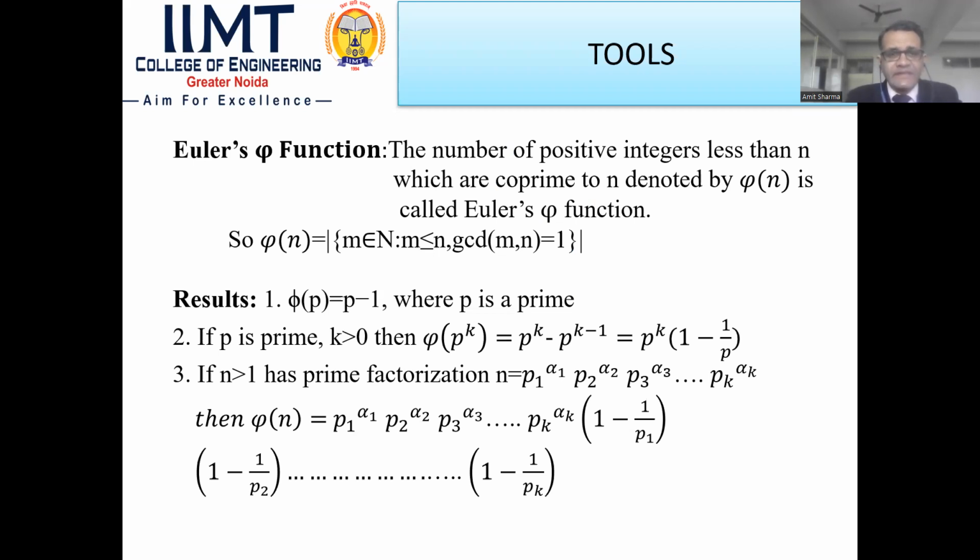The third one is, if n greater than 1 has prime factorization n is equal to p1 raised to power alpha 1, p2 raised to power alpha 2, p3 raised to power alpha 3 up to pk raised to power alpha k, then phi n is equal to p1 raised to power alpha 1, p2 raised to power alpha 2, p3 raised to power alpha 3 up to pk raised to power alpha k into 1 minus 1 by p1 into 1 minus 1 by p2 up to 1 minus 1 by pk. So these are some results which will be very helpful to us.